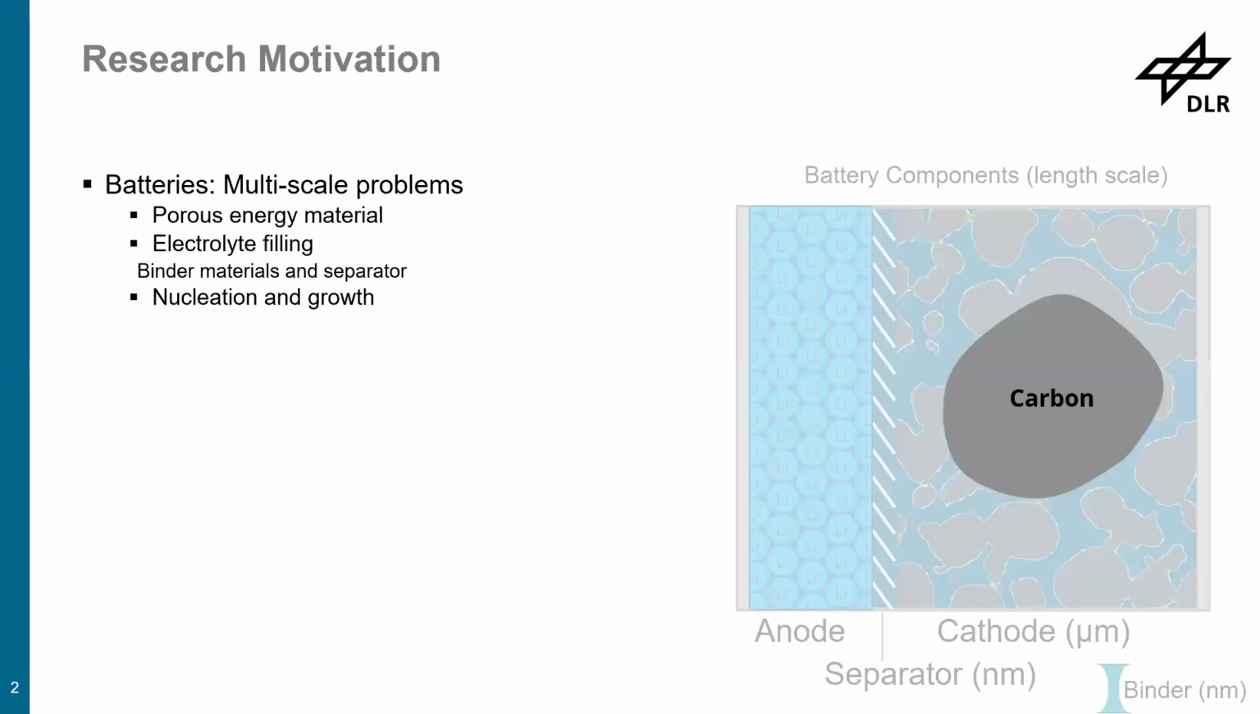Another part that we are looking into is the nucleation process. If we have a carbon particle, there can be nucleation points that then form crystals, and the nucleation points are on the nanometer scale, whereas the crystals are again on the micrometer scale. So we have these multiple length scales that we want to resolve at the same time.